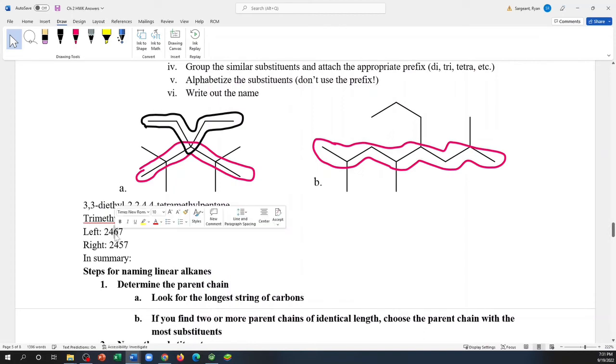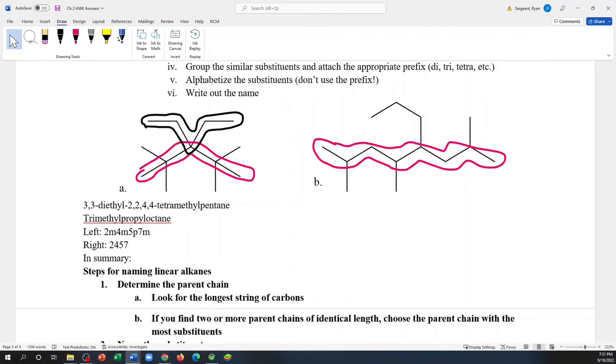When the numbers are the same, going in either direction, then we have to use alphabetic principles to put them in order. So what I'm going to do now going from left is I'm going to put the first letter next to that number. So the 2 is a methyl group. The 4 is also a methyl group. The 5 is a propyl group. And the 7 is a methyl group.